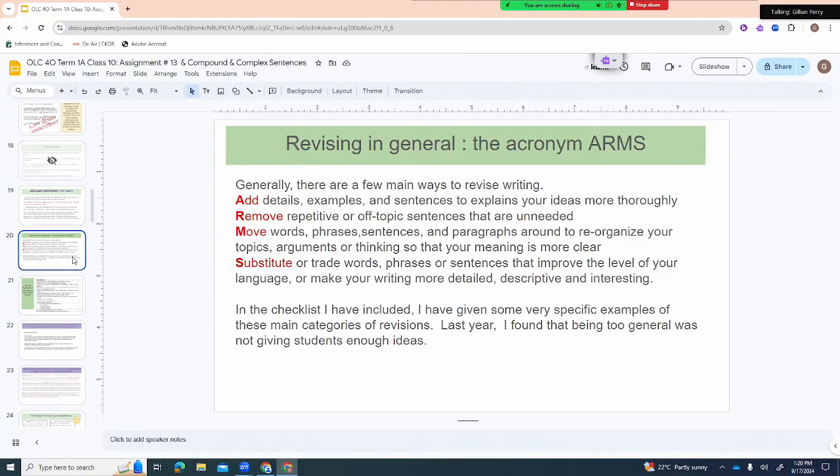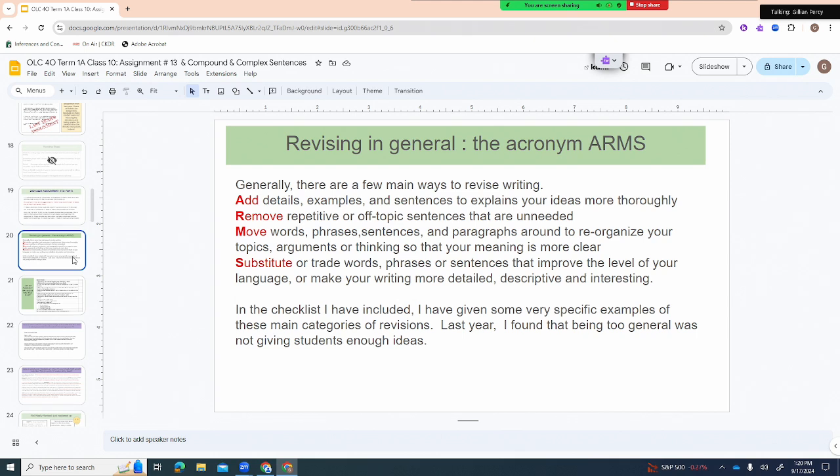In general, when you're trying to revise any kind of writing, not just today's writing, but any kind of writing, one way you can think about it is using the acronym ARMS. Each of those letters stands for something. A stands for add, R stands for remove, M stands for move, and S stands for substitute. And I'm going to expand on that.